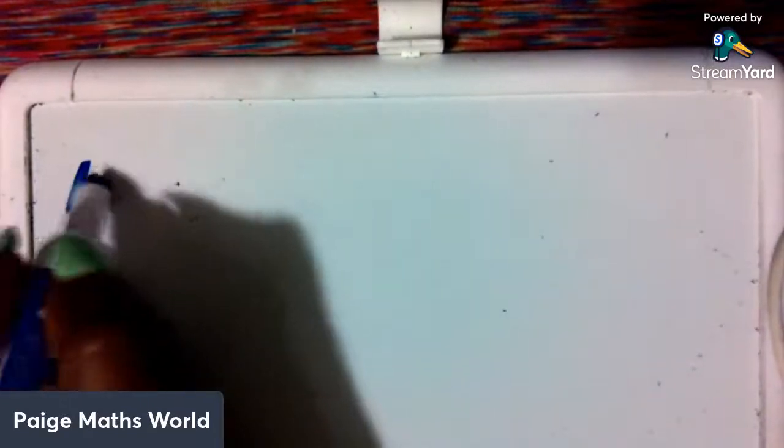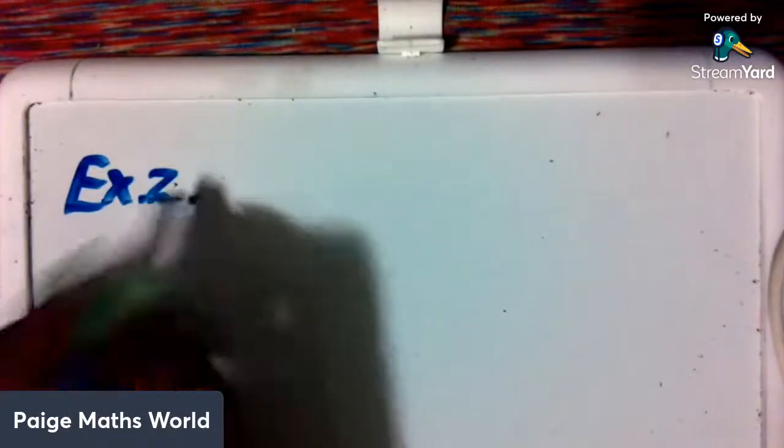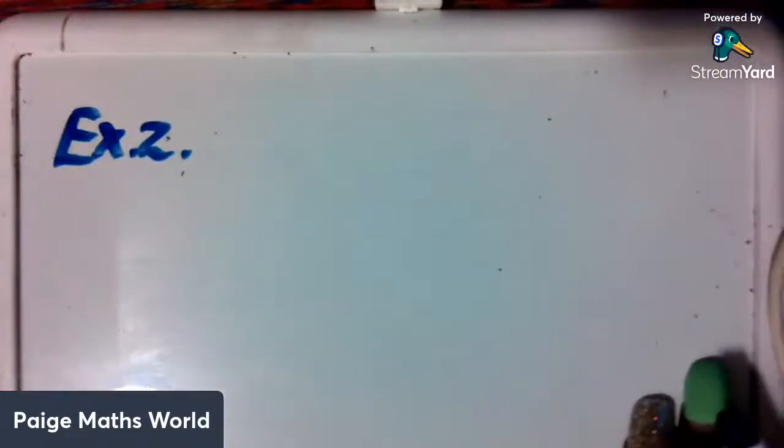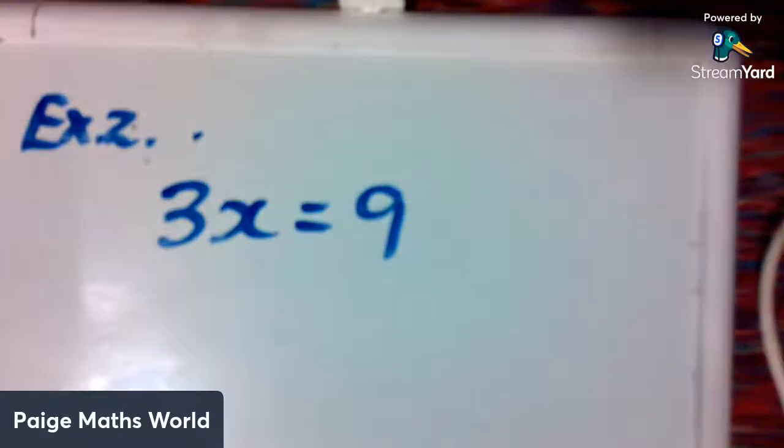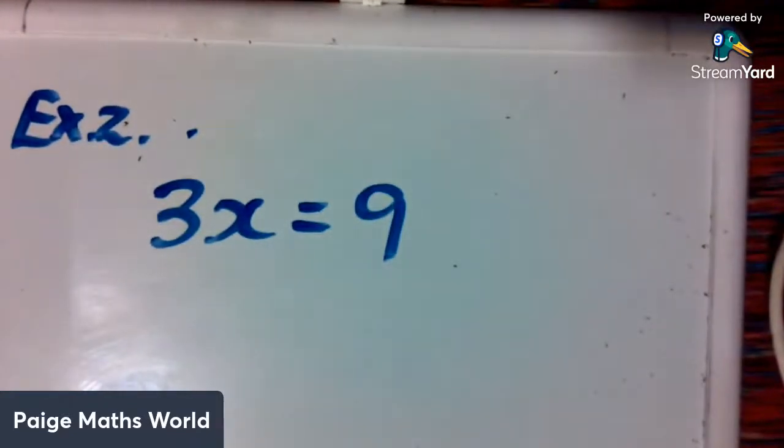All right. I'm going to give you, this is example 2. Say we had 3x is equal to 9. So we're starting with baby math. We're starting with baby algebra equation, sorry. So we have 3x is equal to 9. What is x? How can we find x?